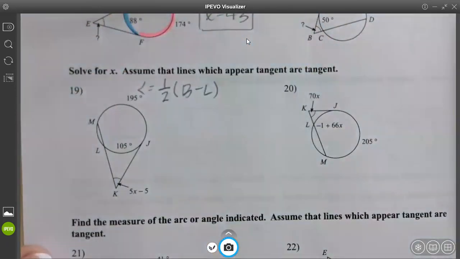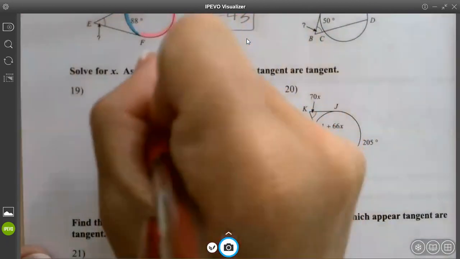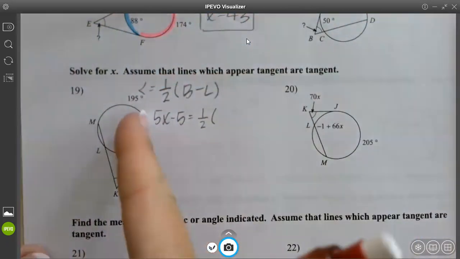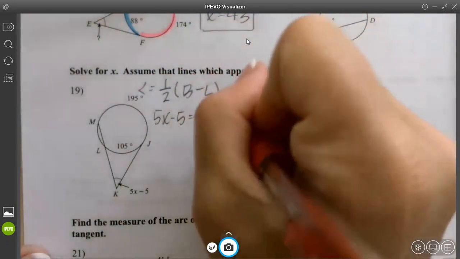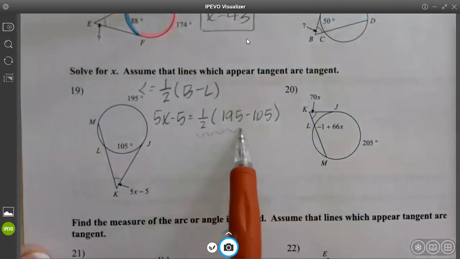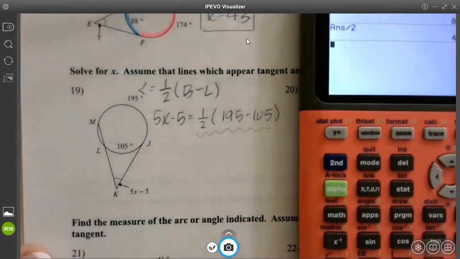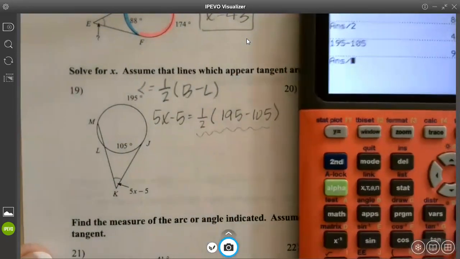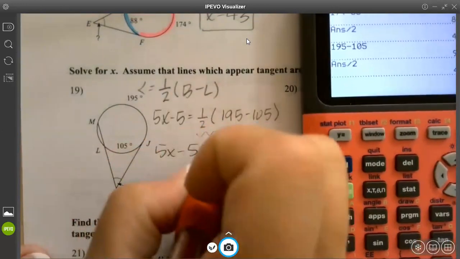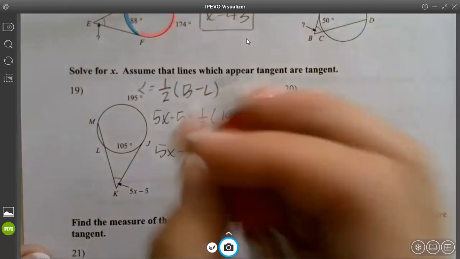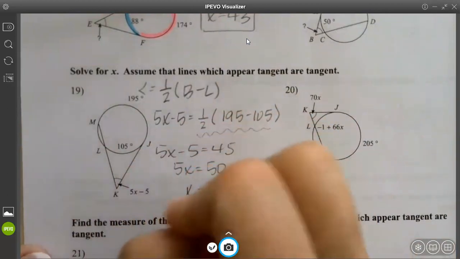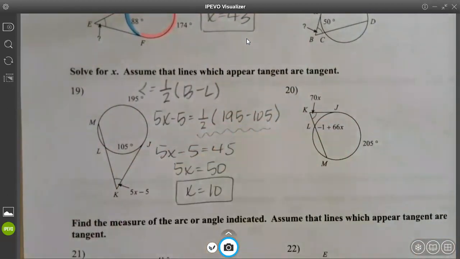the angle equals 1/2 big minus little. Your angle is 5x minus 5 equals 1/2. Your big arc inside is your 195 minus your 105. Just like the front page, I'm going to do the right side first. And I get 5x minus 5 equals 45. Add 5, so 5x equals 50. Divide by 5, x equals 10.